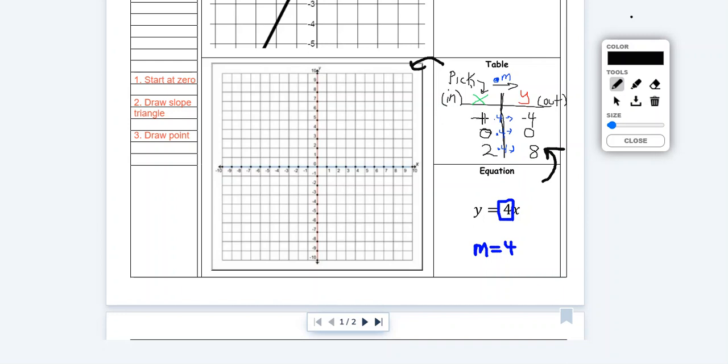So let's graph it. -1, and then down 4, put me right here. Excellent. So now I have a point. Okay, 0, 0. 2, 8. Over 2, up 8. Ooh, pretty steep.